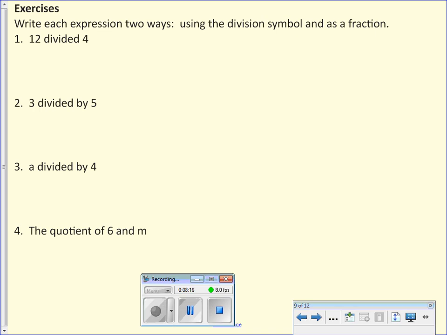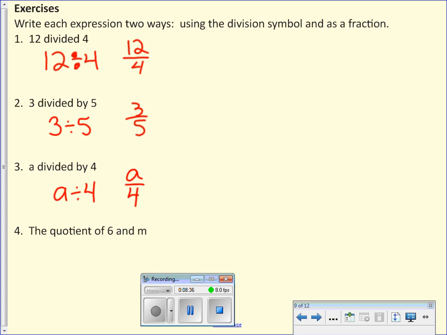All right, so let's take a look. 12 divided by 4, or 12 divided by 4. That's really sloppy. 3 divided by 5, or 3 divided by 5. A divided by 4, or A divided by 4. Quotient, quotient. When you see the word quotient, that means you're going to divide. So you have to divide two numbers. You have to divide 6 and you have to divide M. So 6 divided by M, or 6 divided by M.